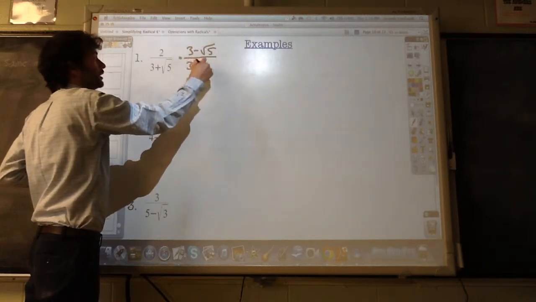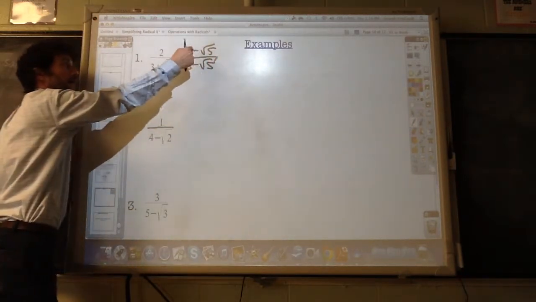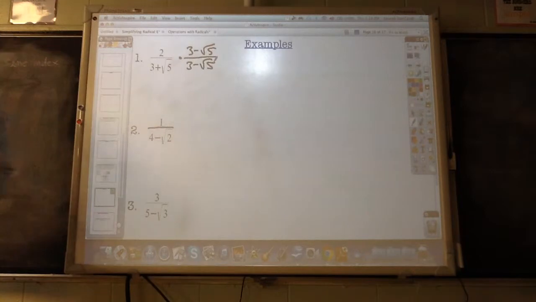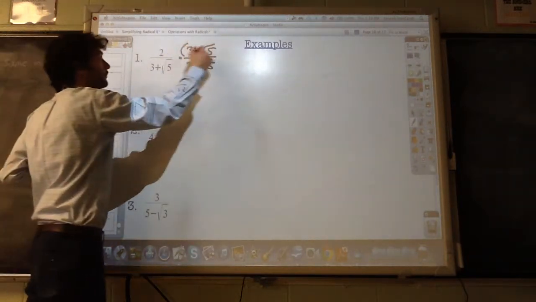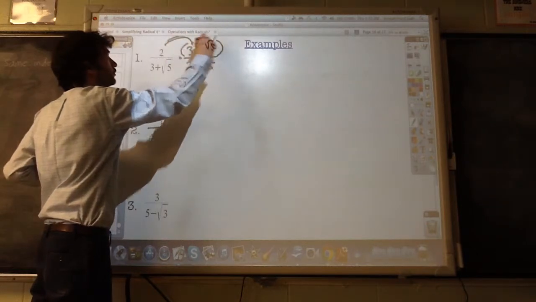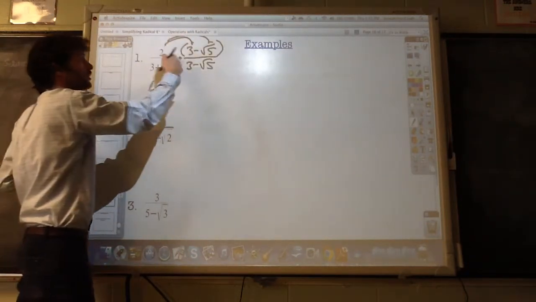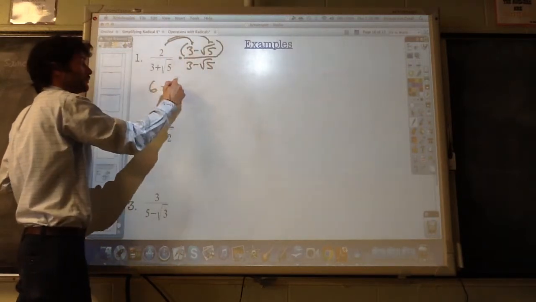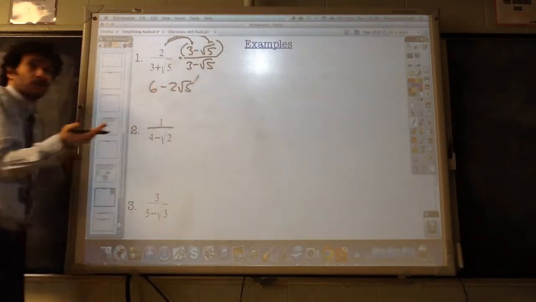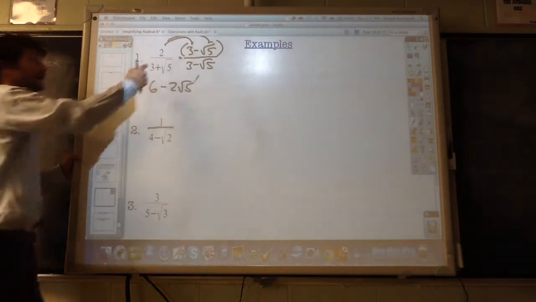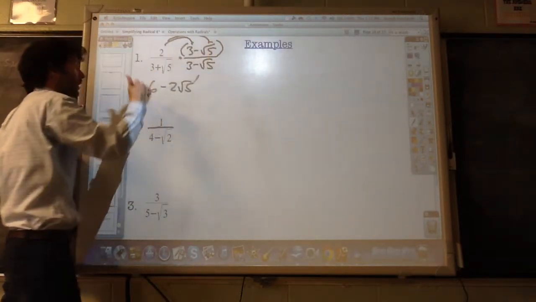Multiply the top and the bottom. Since I'm multiplying by the same thing on the top and the bottom, I'm really just multiplying by 1, so I'm not changing anything. On the top, you just distribute. 2 times 3 gives me 6. And 2 times negative square root of 5 is negative 2 square root of 5. There's nothing else I can do. I cannot multiply the 2 and the 5 because one's inside and one's not.